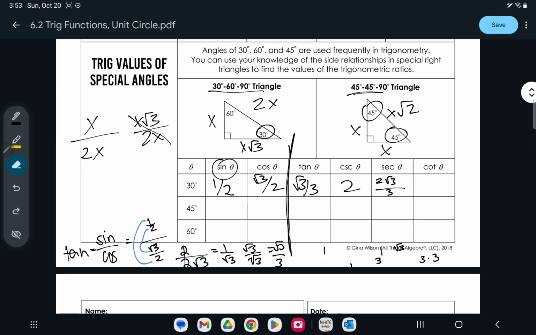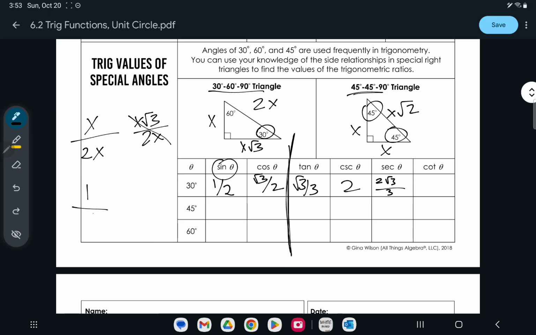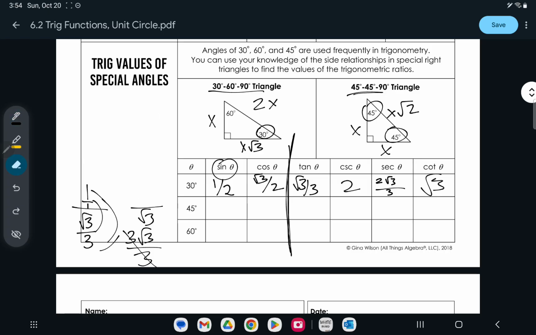let me rewrite this out where I have more room. 1 over root 3 over 3. So big C over little c, 3 over root 3. So 3 root 3 over 3, and it's just root 3. All right.